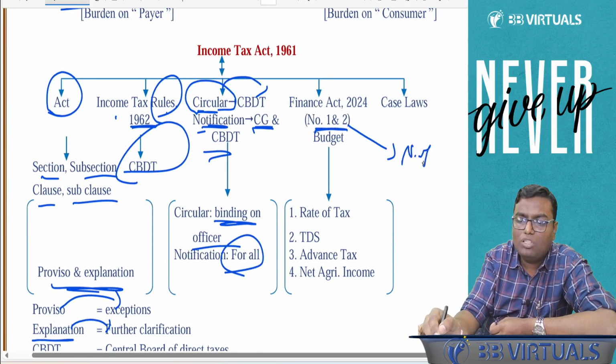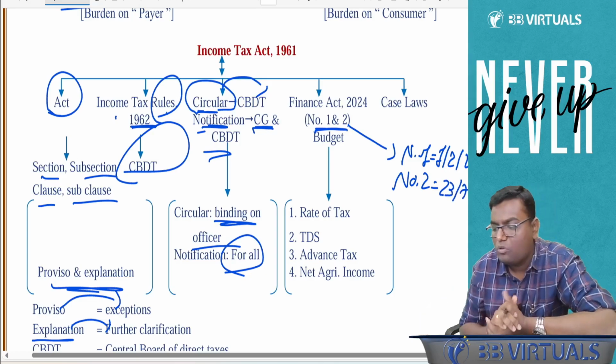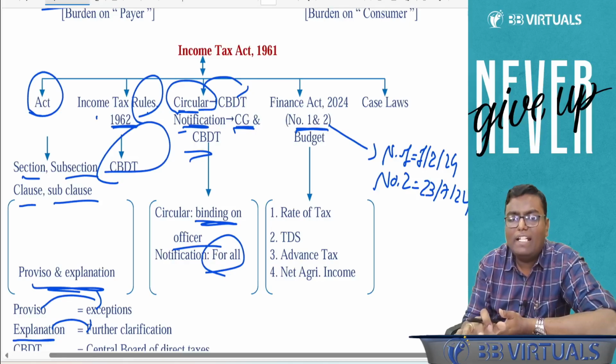Tell me, number 1 came on which date? 1st February 24. Number 2 came on which date? 23rd July 2024. Both these dates you have to remember.